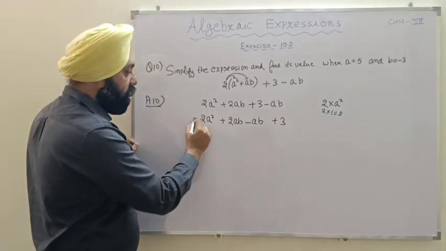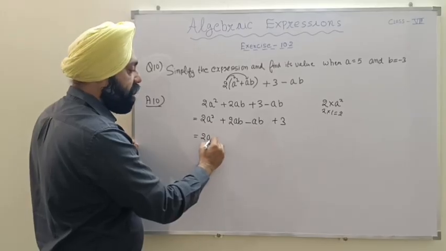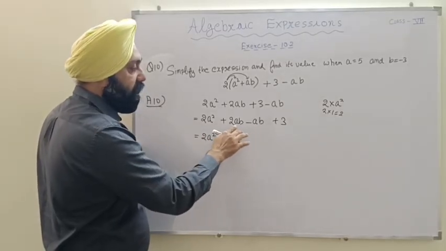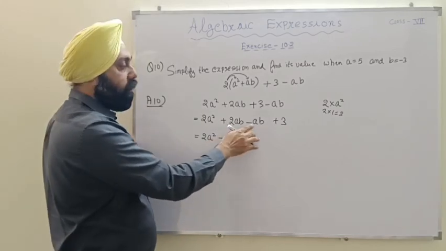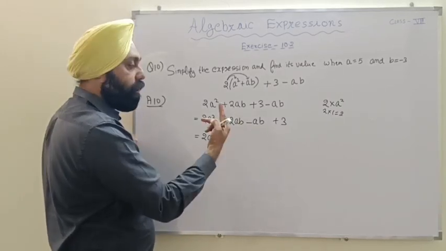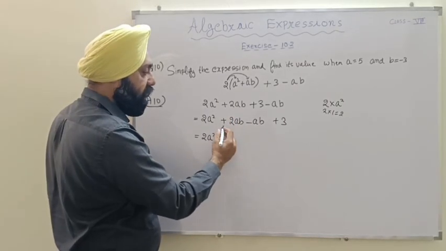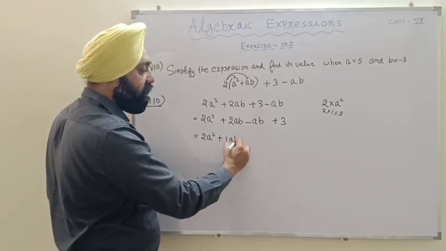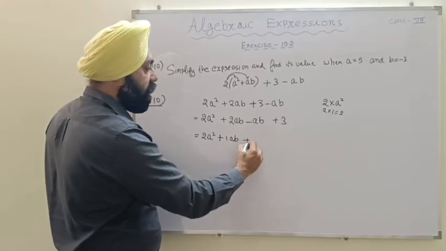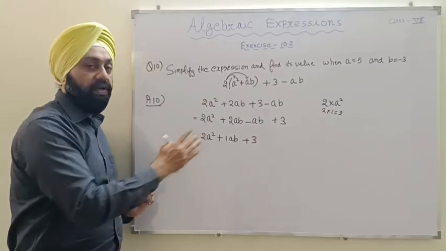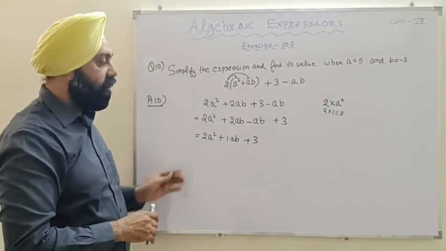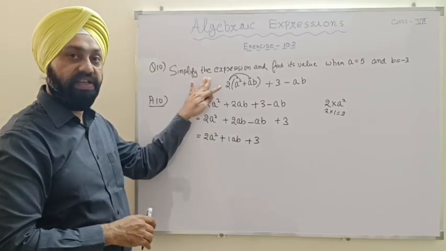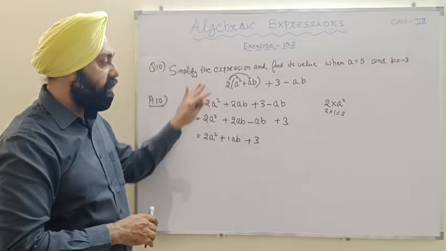So again it is 2a square as it is, and now we have 2ab minus ab. Suppose we have 2 chocolates and out of which we ate 1 chocolate. So remaining is 1. So 2 minus 1 is 1 and positive. So 1ab, either you can write 1ab or simply ab, and plus 3. Now these are again unlike terms, so we cannot add or subtract them further. So this is the simplified form of the expression. So the first part is done.